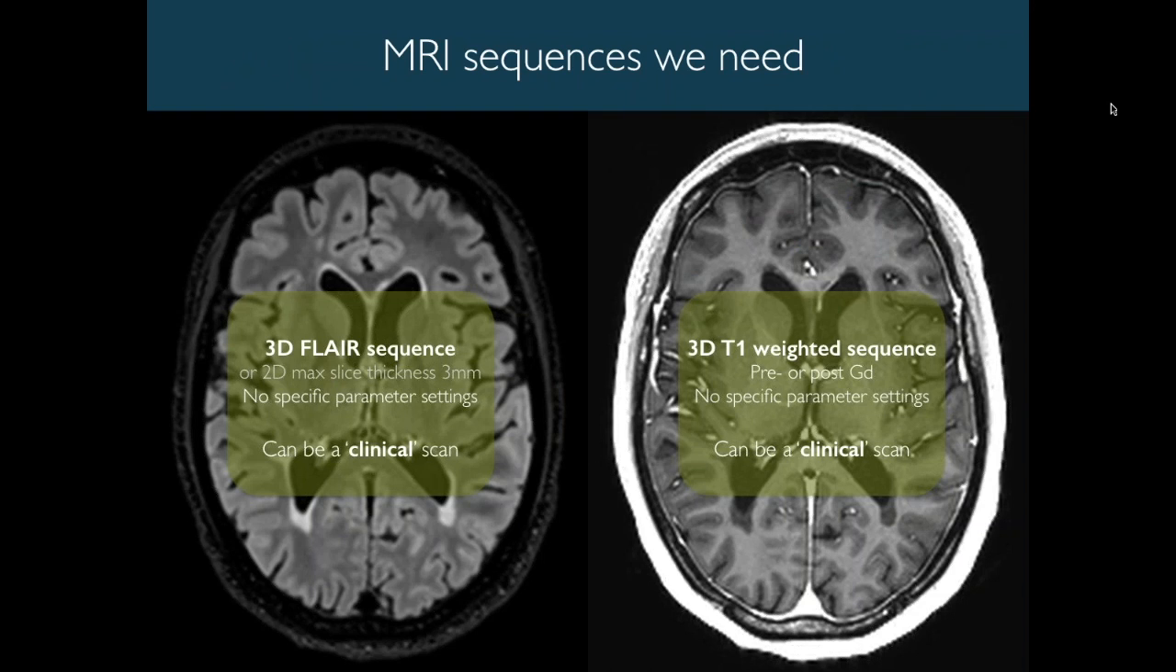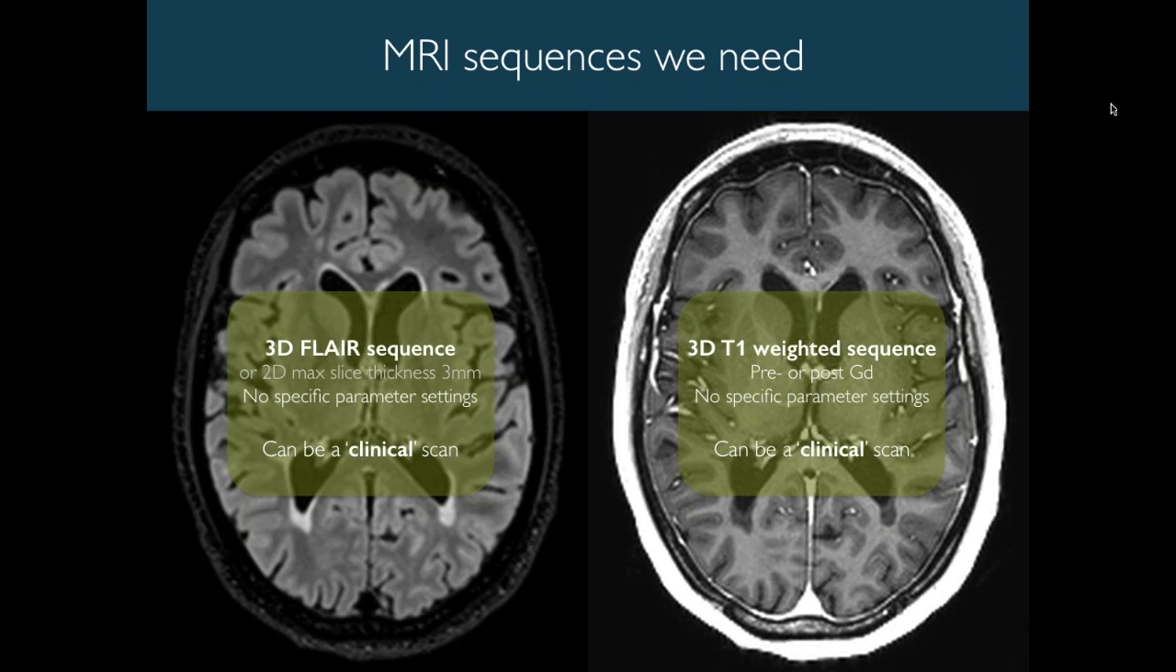Now, it's maybe important to just very quickly show what kind of sequences we would need to do such an analysis. As mentioned, we need a FLAIR and T1 sequence, and preferably they are both 3D sequences, as was highlighted by Professor Parizel in the first presentation. And they're increasingly used. For the FLAIR, we can accept 2D sequences with a maximal slice thickness of 3 millimeters. But that's all we would need to do a reliable analysis.